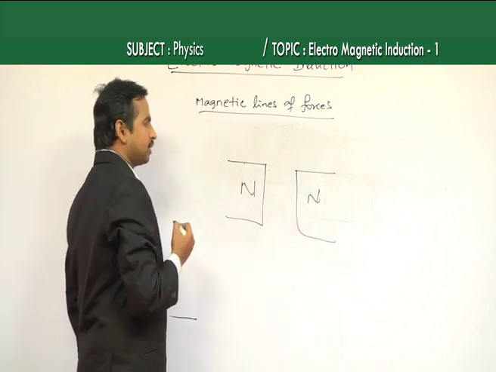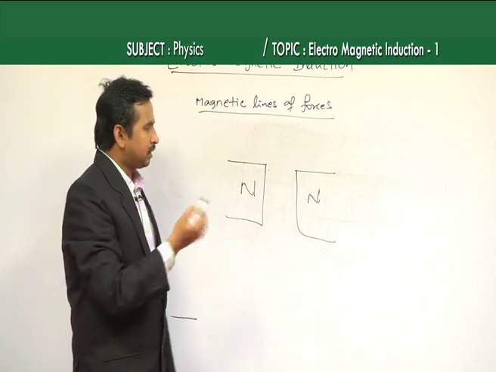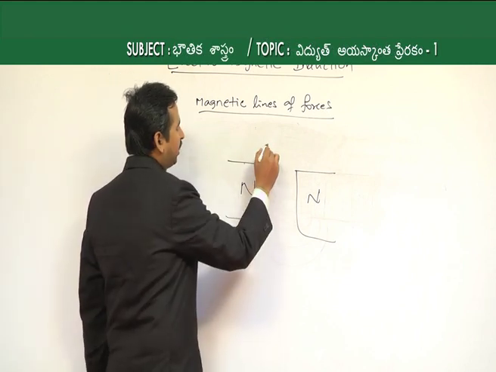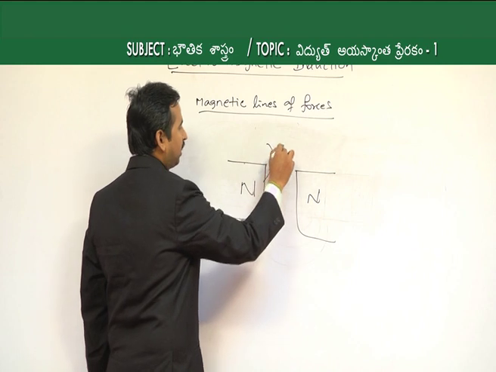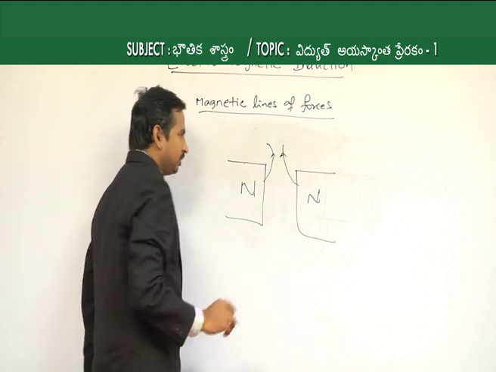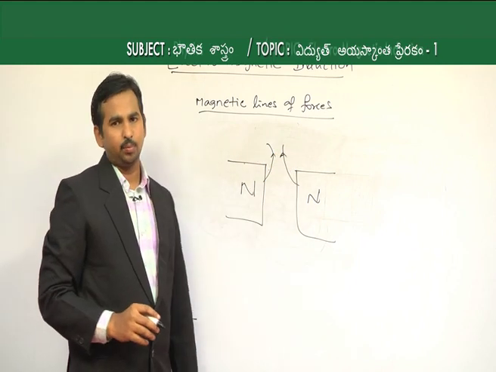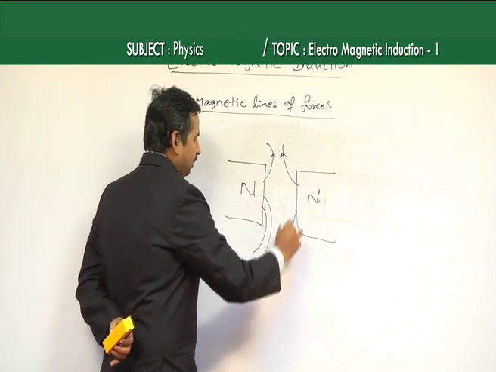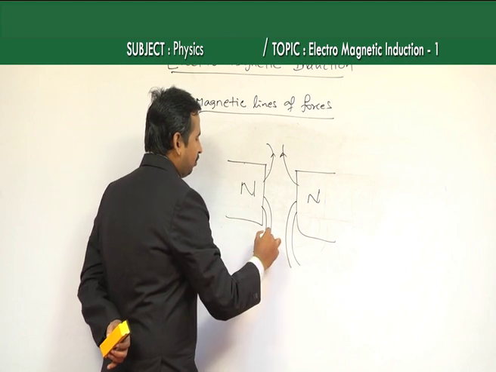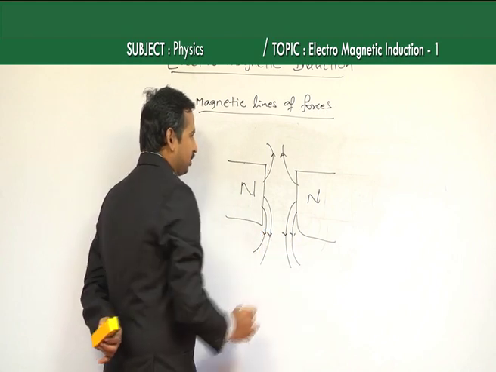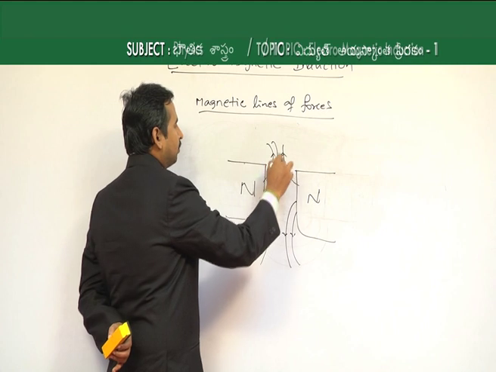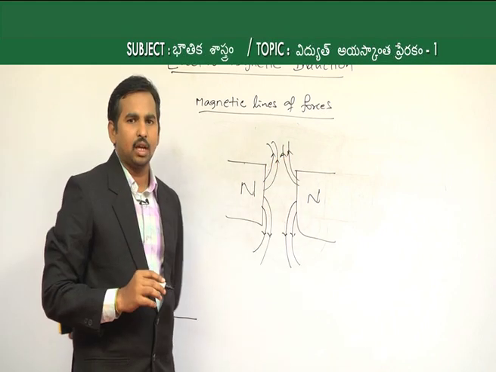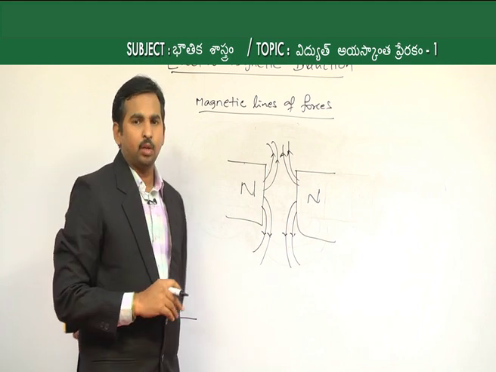Now, we are seeing a north pole, and another north pole we are bringing. Here the magnetic lines start from the north pole, and on that side also magnetic lines of force start from the north pole. Then each magnetic line of force behaves like a separate north pole. So, that is why north poles repel each other, and they move away from each other. Like this we get the magnetic lines of force here. This is the case if you take two like poles.